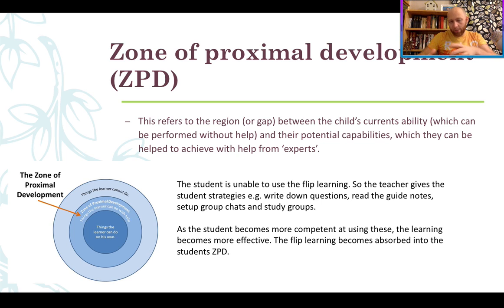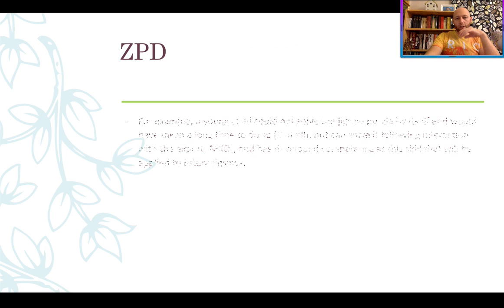the flipped learning becomes absorbed into the zone of proximal development, and then that becomes a task or a skill that you have, an ability you can perform. And then the next step will be to gradually pull some of that support away. So the ideal next step would be to remove the guide notes, or cut down the guide notes, or simplify them. Alright? That's the idea of zone of proximal development, that you're scaffolding children's learning.